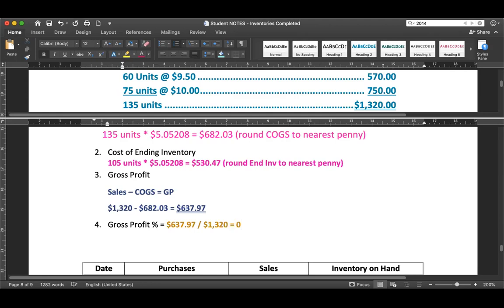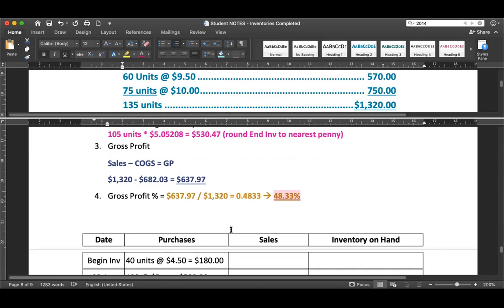So the answer is 0.4833. And that is then going to be 48.33%. All right, so that's the percentage. I think you multiply by 100 to get from here to here, but really the only thing you're doing here is moving the decimal place over and adding the percentage sign.